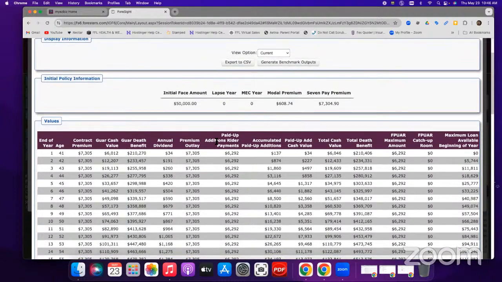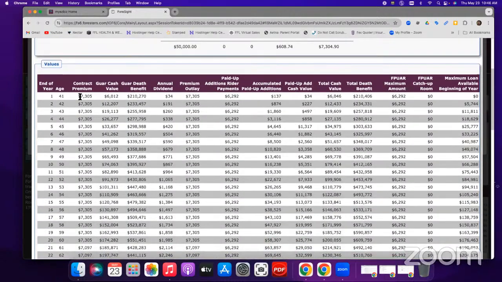So let's take a look and see how much different the outcome is here. You'll notice right off the bat, we're still at 7,305, but now look at cash value year one is at 6,046 available of the 7,300 that you paid in. So you paid in 7,300 and you have a little over 6,000 that you can use year one, just like that. Death benefit, you'll notice, is a lot lower at 210.